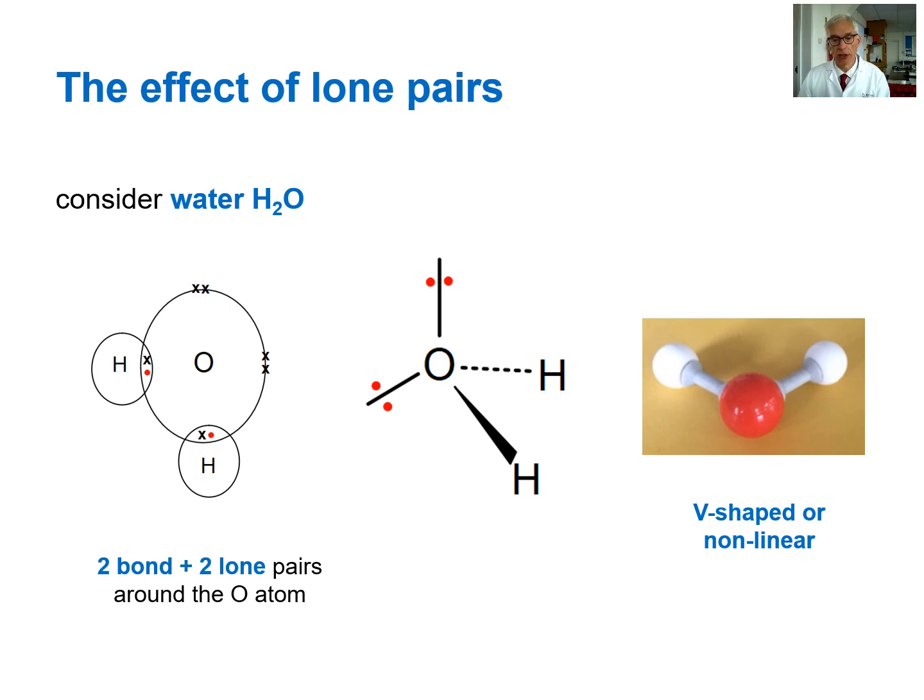And the bond angle, 104.5. This time we have 2 lone pairs of electrons squeezing the oxygen-hydrogen bonds together. So in ammonia, the bond angle was 107. Here we've got double the effect, so the bond angle is assumed to be 104.5.